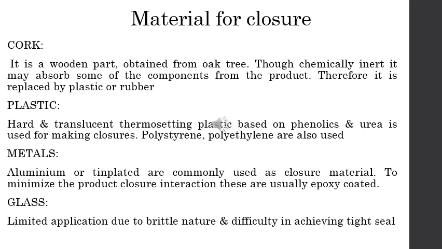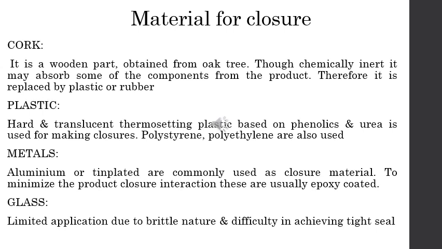Then coming to the materials for closure. The first material is the cork. It is a wooden part obtained from oak tree. It is chemically inert, but it may absorb some of the components of the product, and therefore it is replaced by plastic or rubber nowadays.